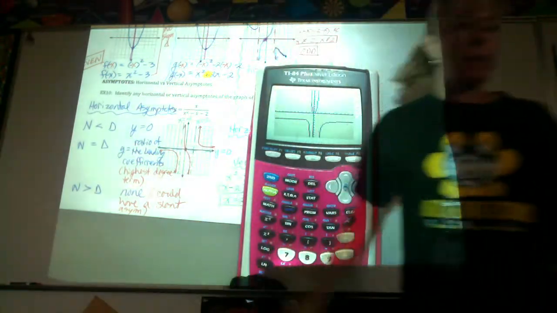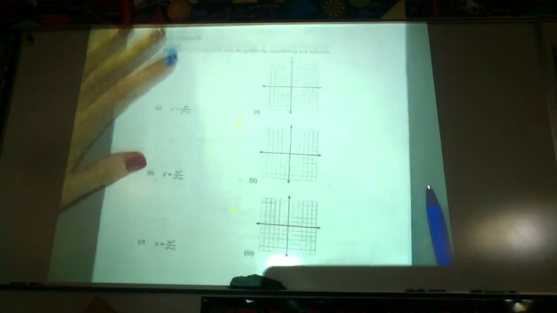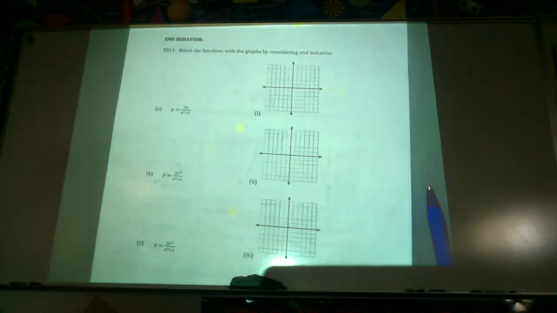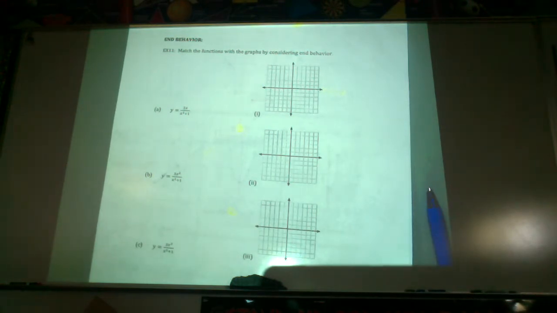All right, so let's look at the back page. End behavior. This part would be on the non-calculator portion of your test. So when you do these problems, don't use your calculator because you're not going to get use of your calculator on the test. So on Math Excel, please practice it without a calculator.